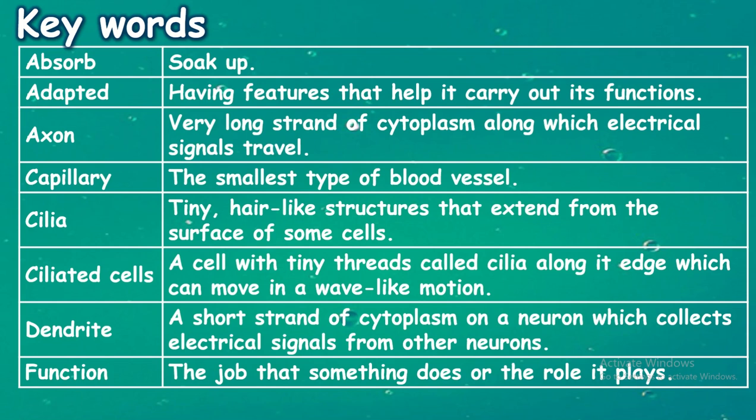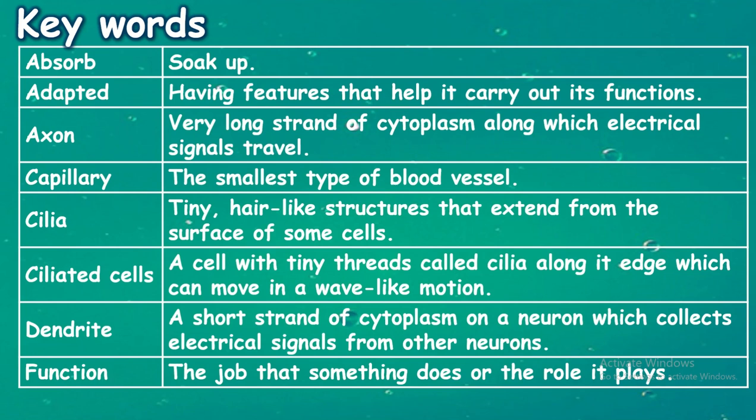Keywords. Absorb means soak up. Adapted means having features that help it carry out its functions. Axon, a very long strand of cytoplasm along which electrical signals are passed. Capillary, the smallest type of blood vessels. Cilia, tiny hair-like structures that extend from the surface of some cells. Ciliated cells, a cell with tiny threads called cilia along its edges which can move in a wave-like motion.